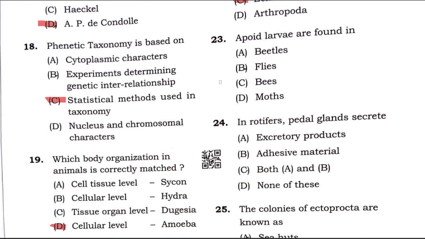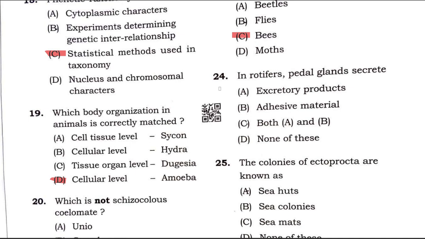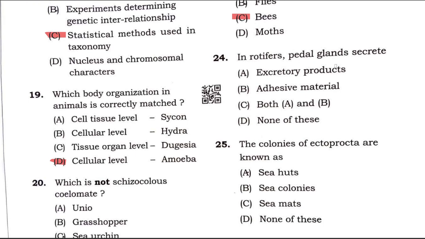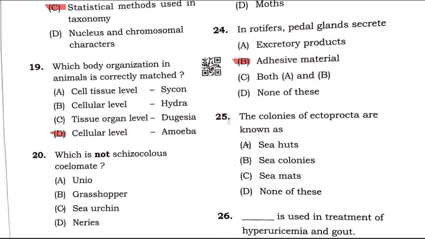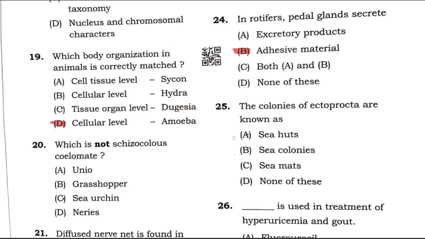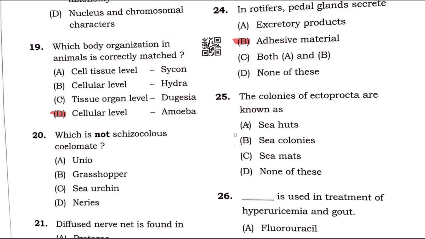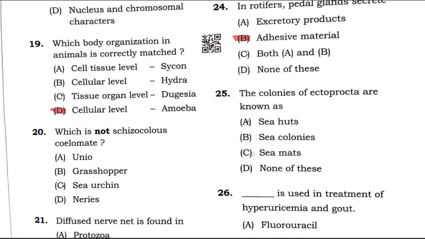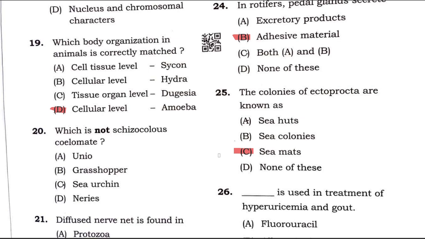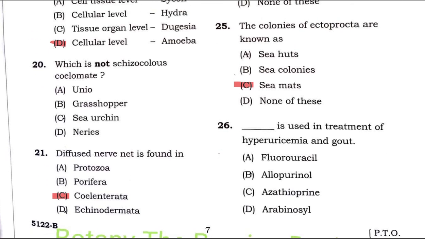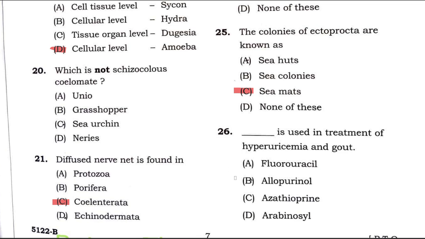Apod larvae are found in bees and wasps. In rotifers, pedal glands secrete adhesive material so that they can adhere to the substrate on which they want to move. The colonies of ectoprocta are known as zoaria, like the bryozoans. This is used in the treatment of hyperuricemia and gout. So allopurinol is used for the treatment of hyperuricemia and gout.